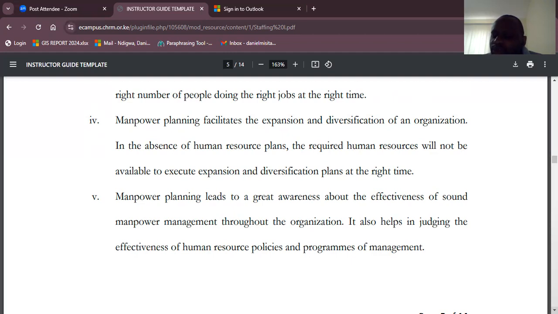Sometimes organizations will come up with policies or programs for the benefit of employees. And the best way to do that is to analyze the number of employees you have through human resource planning, so that when you want to come up with programs like the mental awareness programs, you might find that organizations are coming up with different programs with the intention of ensuring that employees are aware of what is happening around. For example, they came up with the mental awareness program.